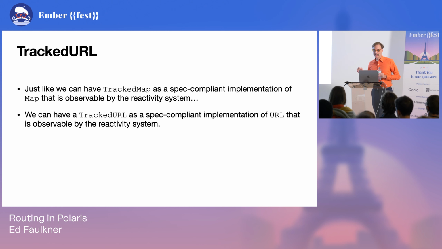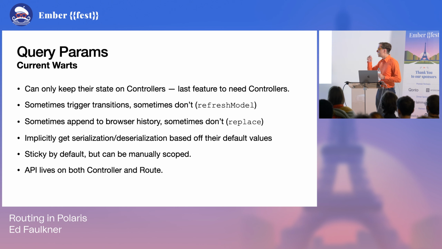which is query params. Query params are definitely the source of the most complexity in the current system. They got written because they were a real need, and they serve a real purpose. But the needs and APIs have shifted over our history, so there are a lot of warts. Query params can only keep their state on controllers. They're the last feature to need controllers. They are why controllers are still around. It would be great to not have to teach people about controllers, and so reforming query params is the last gateway to doing that.